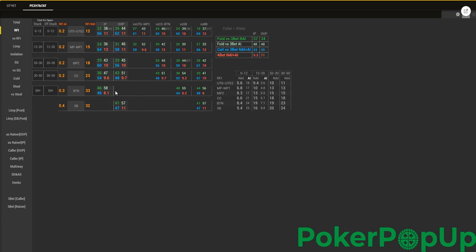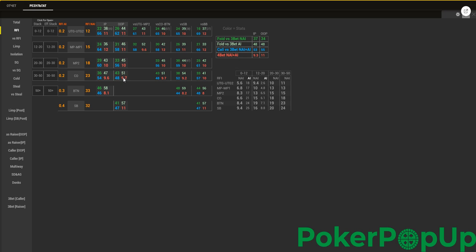The next pop-up is for raise first in. Let's consider the position of button. You can see that the button open raises all in 0.3%, non-all in 33%. If you look at the next four stats, to distinguish them by color, please have a look at this table right here. The green stat is fold to 3-bet non-all in, 46%. Light green, white is fold to 3-bet all in. Blue, 46% is call 3-bet, and red is 4-bet.